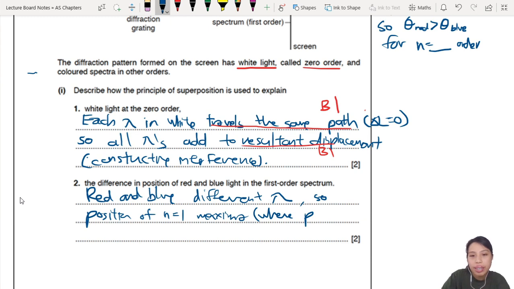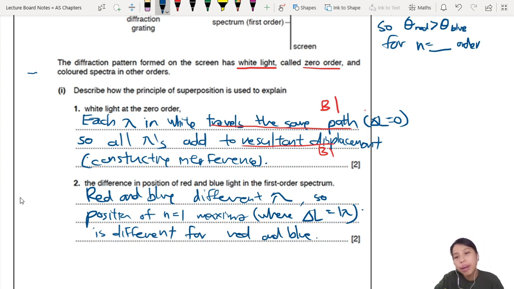Remember, why is it 1 lambda? Go and check your condition of interference. I'm going to shortcut and just say where your path difference is 1 lambda, because first order is 1 lambda, second order is 2 lambda. Because they are different wavelengths, their path difference of 1 lambda can be different values. It's different for red and blue light, because red color's 1 lambda may be different from blue color's 1 lambda.